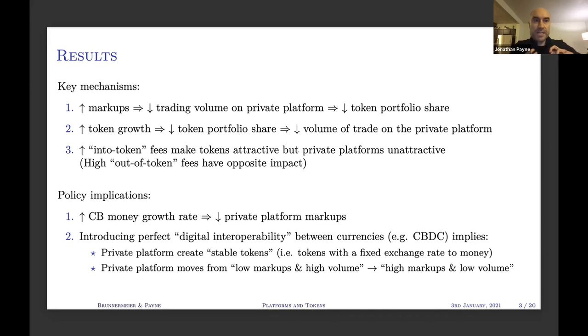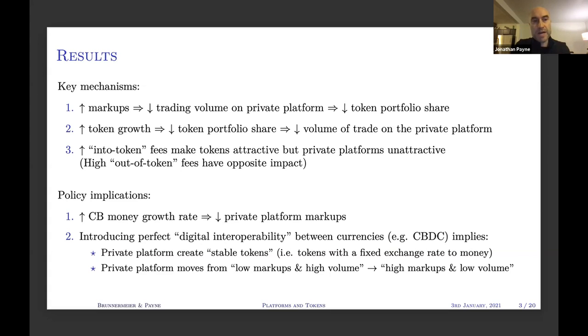So we can first of all understand the trade-offs the platform faces in trying to balance monetizing through market design and monetizing through currency design. We could think about the platform wanting to increase markups. If they increase markups, that's going to make the platform less attractive, fewer people come, and so fewer people need to hold the tokens to use on the platform. So token portfolio share and seigniorage revenue goes down. Likewise, if they want to increase the token growth rate, this makes the token less attractive because we get token inflation. So fewer people hold the token, and that ultimately makes the platform less attractive as well because people don't hold the right currency to go to the private platform.